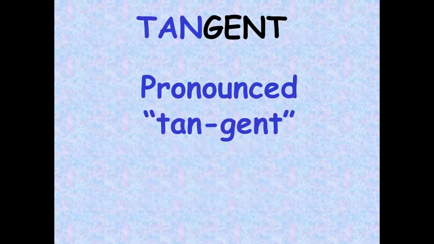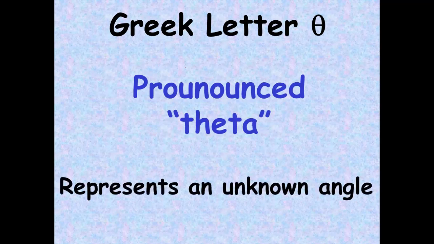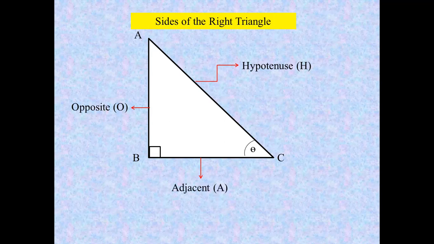Okay, tangent is pronounced as tangent. And the Greek letter that represents the unknown angle is pronounced as theta. So tangent of theta, sine of theta, cosine theta. Now, in a right triangle having 90 degrees, remember the three important parts. We first consider the hypotenuse, the opposite side, and the adjacent side with reference to the given angle theta.